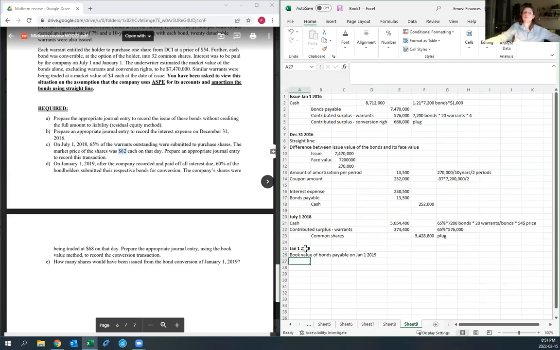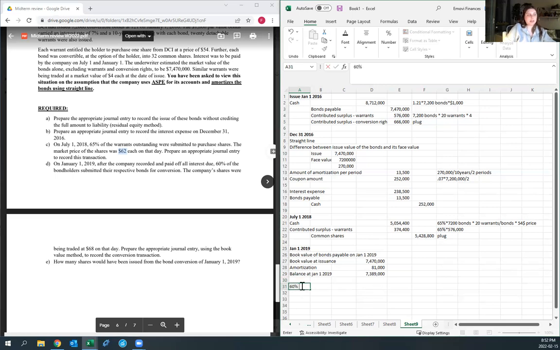We don't have to do an amortization table because they're using the straight line method. So we know each period what value they reduce their bonds payable by. The book value at issuance was $7,470,000. The amortization since then was 1,500 times the number of periods. It's been 3 years, and there are 2 payments per year, so it's going to be times 6. And so my balance by 2019 is this minus this, 7,389,000.